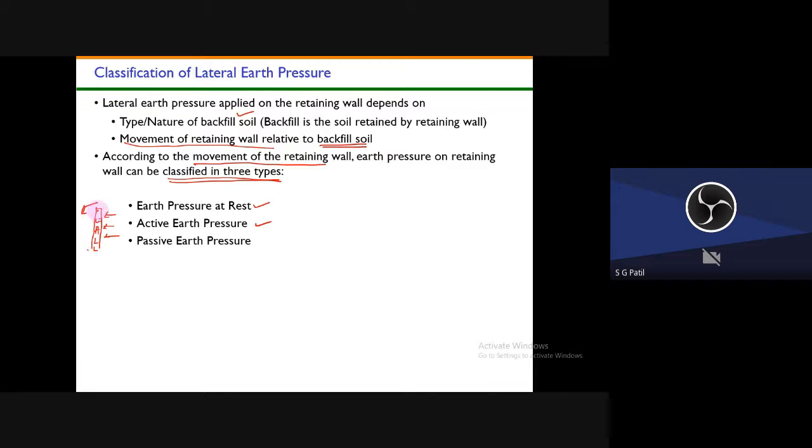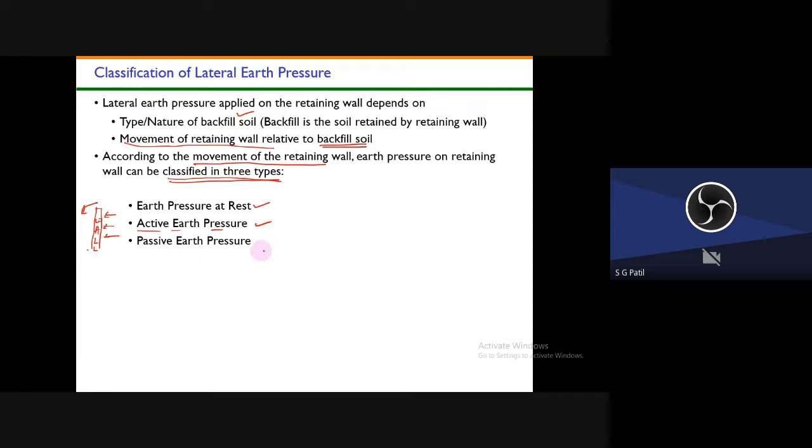Because just by allowing this wall to move a few inches, you are not going to lose anything, because I don't have any superstructure over this. By allowing a few inches of movement by the soil, you can save a lot of money involved in the construction of these kinds of retaining walls. In that circumstance, that kind of earth pressure is called active earth pressure. This is active earth pressure. So active earth pressure means the wall is moving away from the backfill.